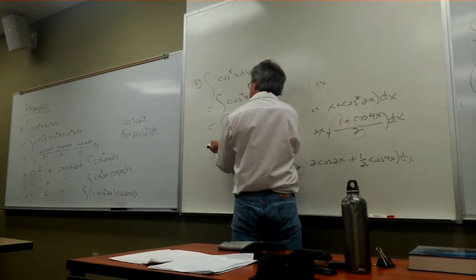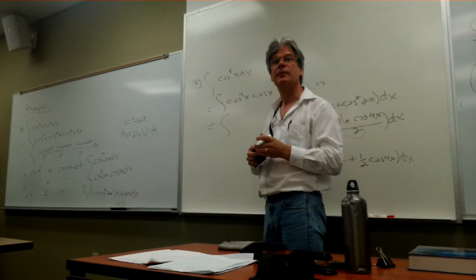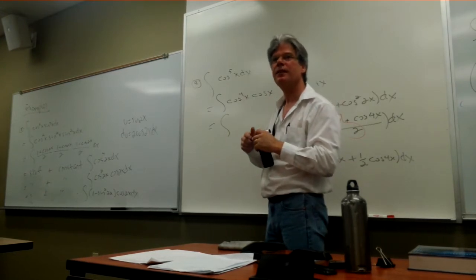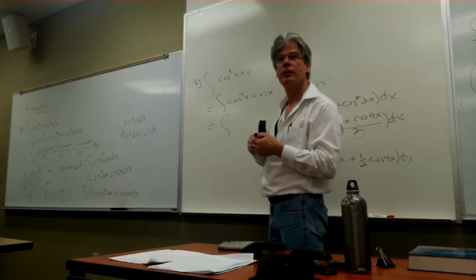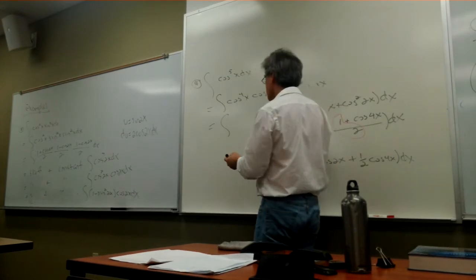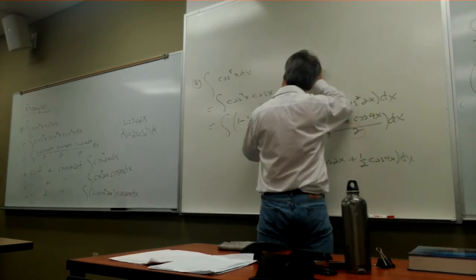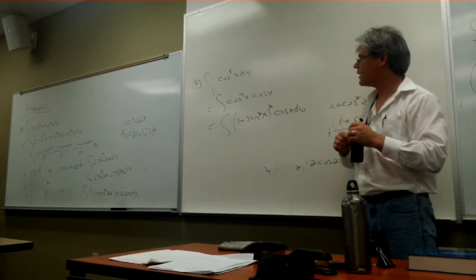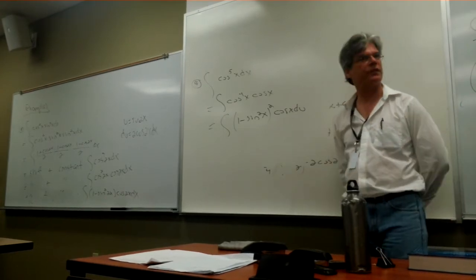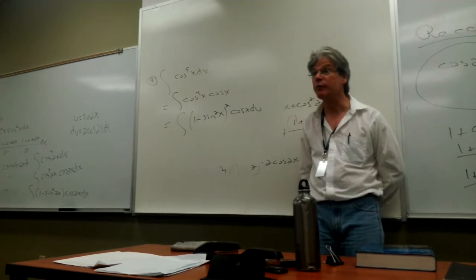Then apply your half angle. Just split up the cosine to the 4th power, you could just do cosine squared times cosine squared, (1 plus cosine 2x) over 2. Now just integrating 1 minus u squared, raised to the 2nd power. That's easy, isn't it? Everybody?